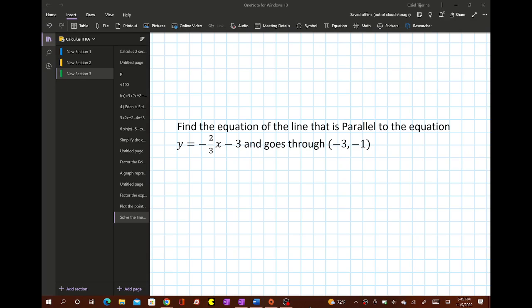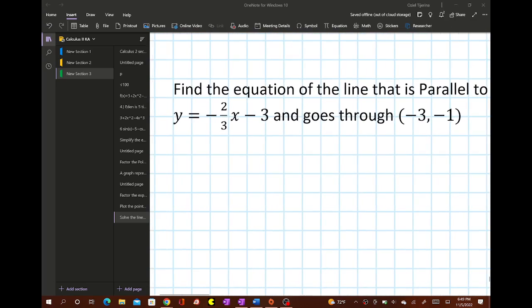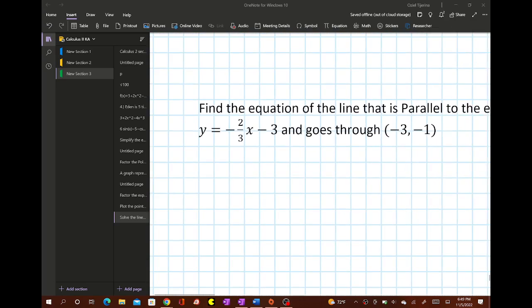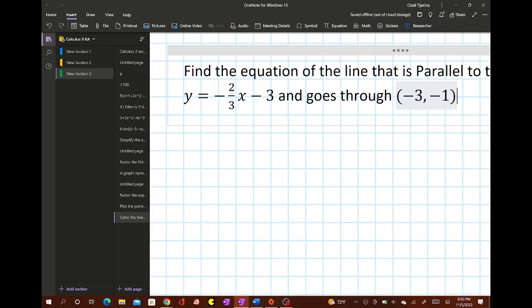Okay, so the one thing to know about parallel is it's literally the easiest one. What I mean by parallel is it literally has the same slope. That's all you need to know. It's really not that hard. It's the same slope. It just goes through a different point.